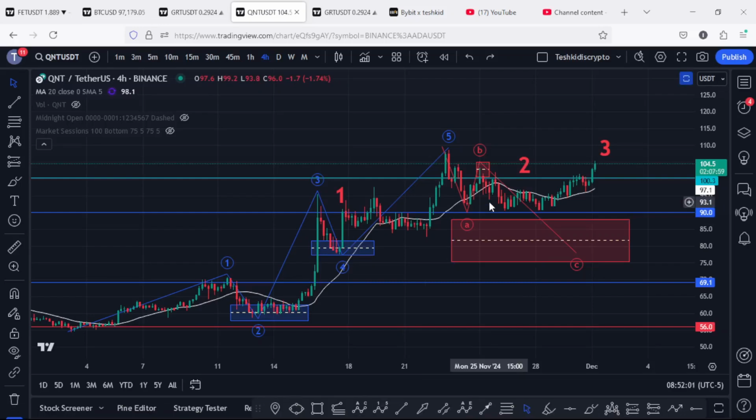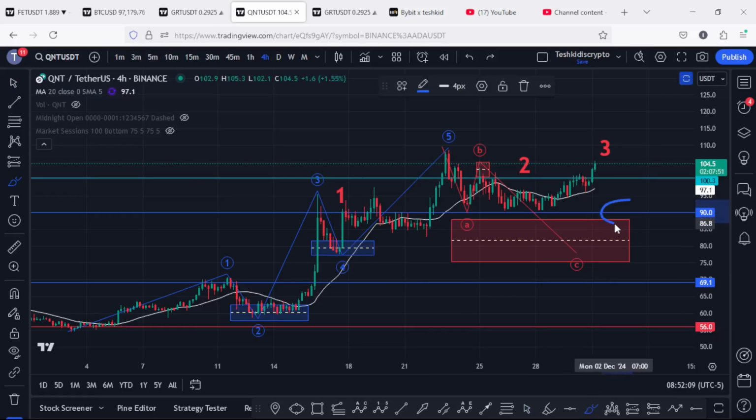QNT at the time of this recording is giving us a breakout to the upside after we continued to hold above our key area of support above the $90 mark. And at the time of this recording, we have now managed to break above our key area of resistance above the $100.3 and above the 20-day MA here on the 4-hour chart, flipping those key areas back into support.